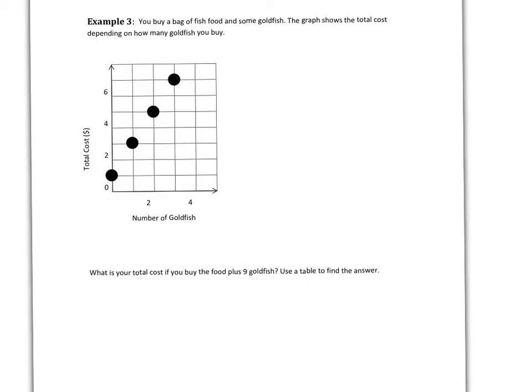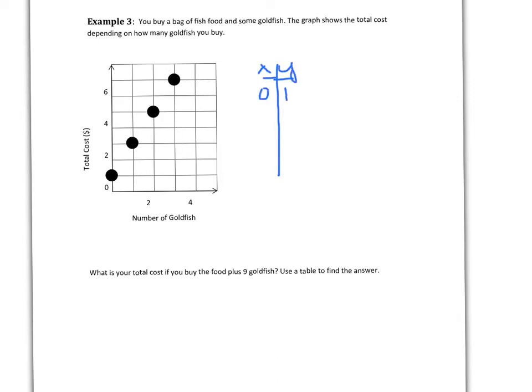All right, let's talk about example 3. You buy a bag of fish food and some goldfish. The graph shows the total cost depending upon how many goldfish you buy. So if we look at this chart, we're going to start out with I don't buy any at all. So the 0 is going to be my x coordinate and 1 is going to be my y coordinate.